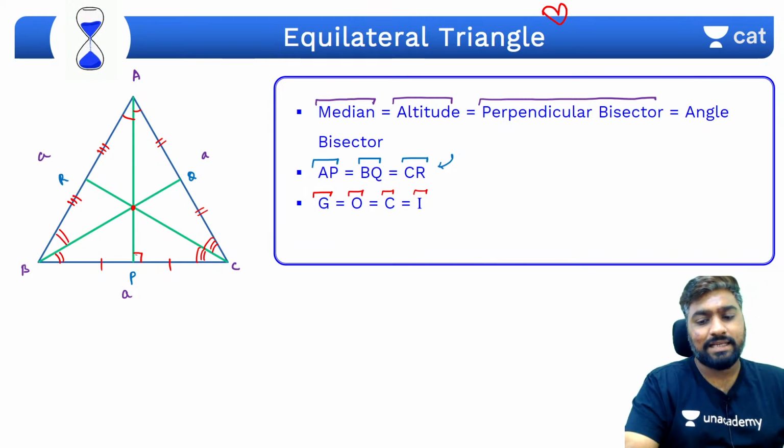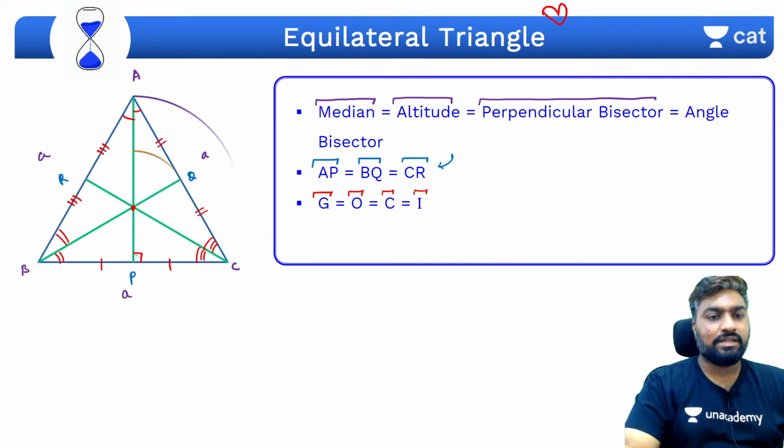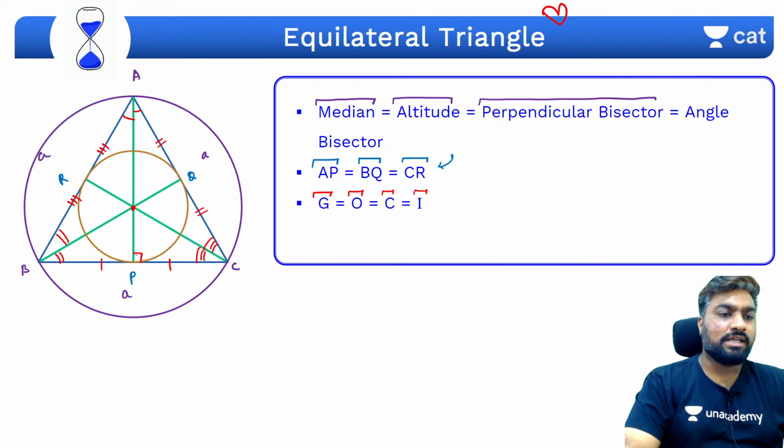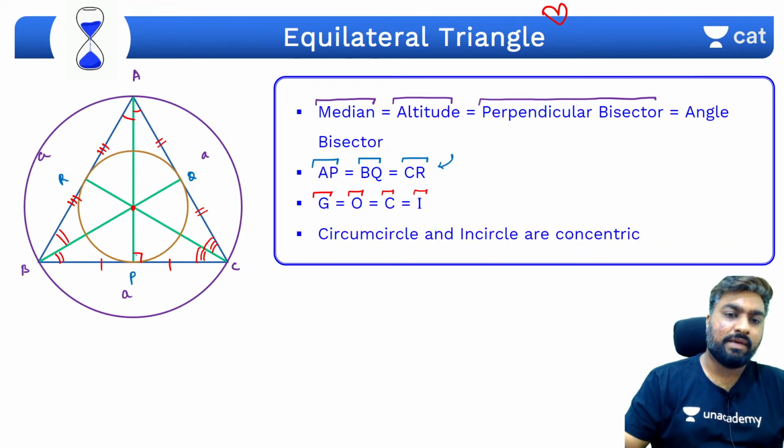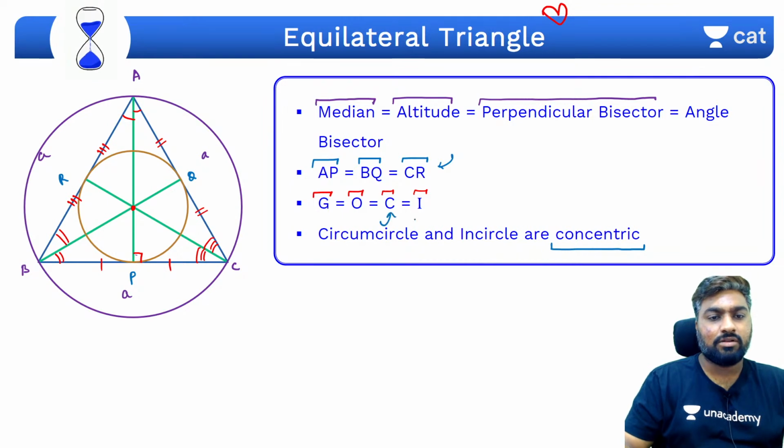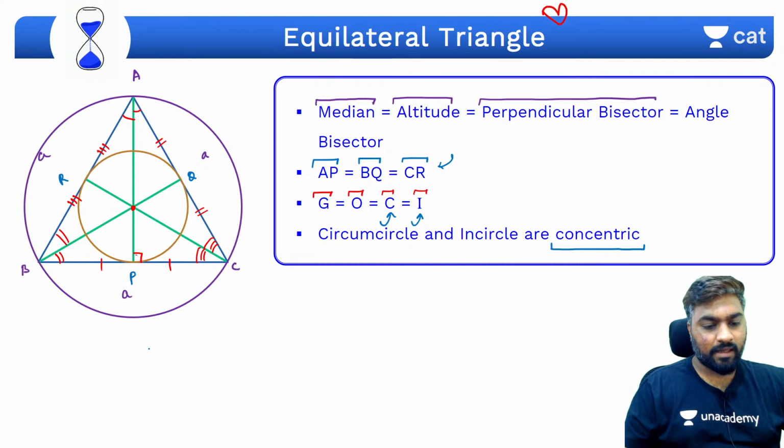Last point with regards to equilateral triangle is that if you draw circles, the circles will be concentric. Concentric का मतलब क्या हो गया? दोनों का सेम सेंटर रहेगा, because incenter, circumcenter दोनों equal है, तो the circles will be concentric. Done?